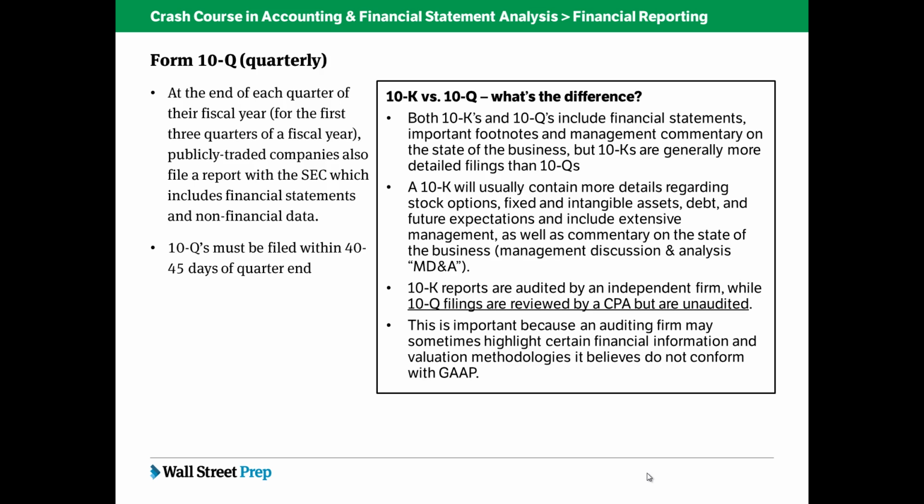The 10Q is the name of the quarterly filing in the United States. At the end of each quarter of a company's fiscal year, except for the last one, which is the 10K, the full year. So for the first 3 quarters, companies file 10Qs. 10Qs have to be filed within 40 to 45 days of the quarter end, again, depending on whether you're an accelerated filer or a non-accelerated filer. And there are some real differences between the 10Q and the 10K. Broadly speaking, the 10Q is far less detailed than the 10K, which has a lot of detail and a lot of footnotes and a lot of disclosures you're going to really rely on.